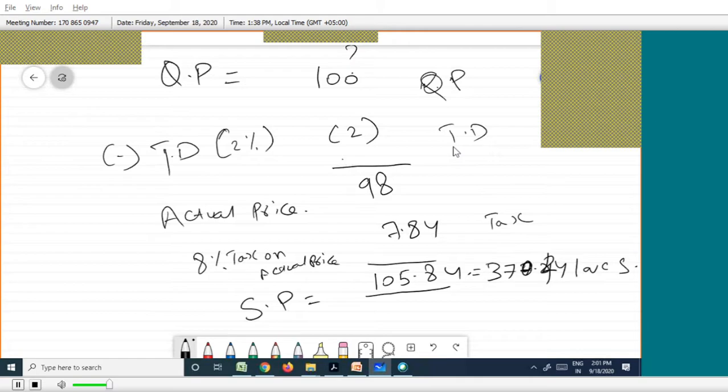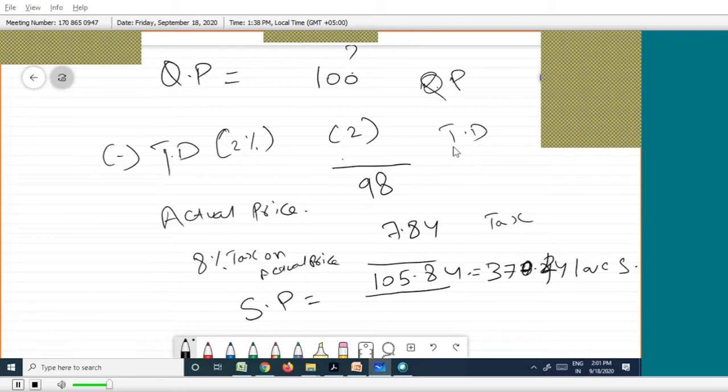Please message me. 370.44 divided by 105.84 into 100 is how much? Equal to 350 lakhs rupees. What is the meaning of this 350 lakhs? This 350 lakhs is nothing but your quoted price.